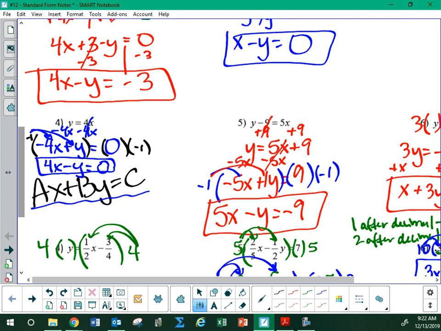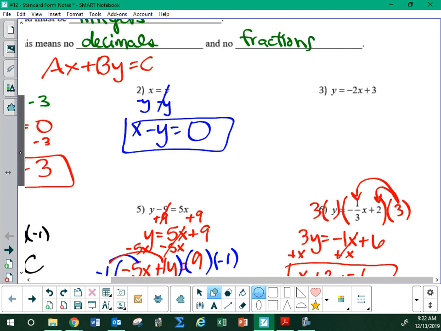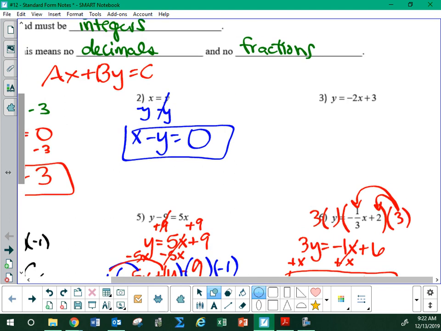When will I use this in the future? Depends on what you plan on doing in the future. Specifically, next year you'll use it, and then the year after that. How about career-wise? It depends on your career. Jonathan, put it away.